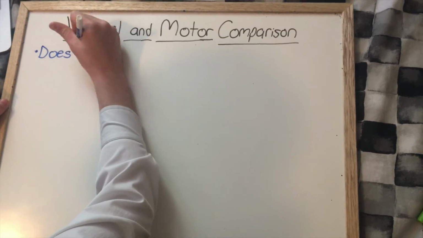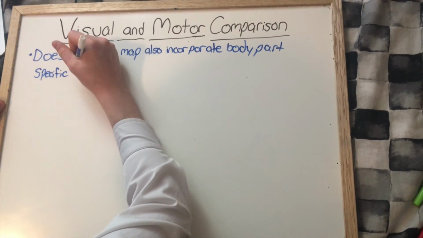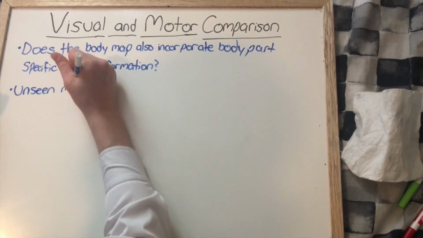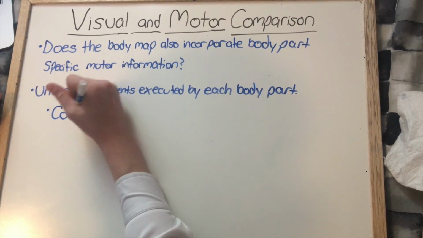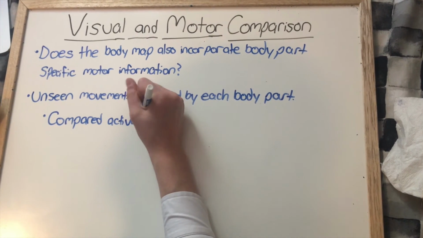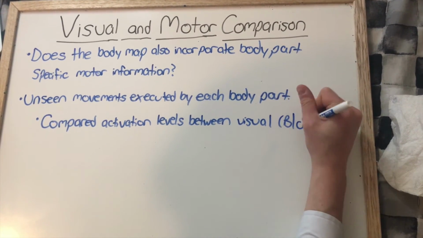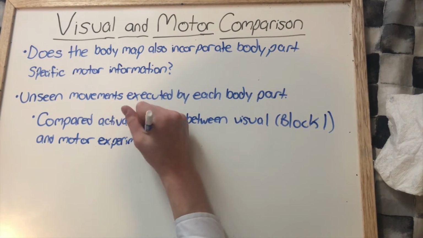It is possible that the body map incorporates body part-specific motor information. To test this, a subset of the 10 original participants performed unseen movements with their tongues, hands, buttocks, and feet in a block design fashion. Using the general linear model approach, beta values, aka mean activation values, were extracted from the visual and motor block experiments for each body part from each participant.